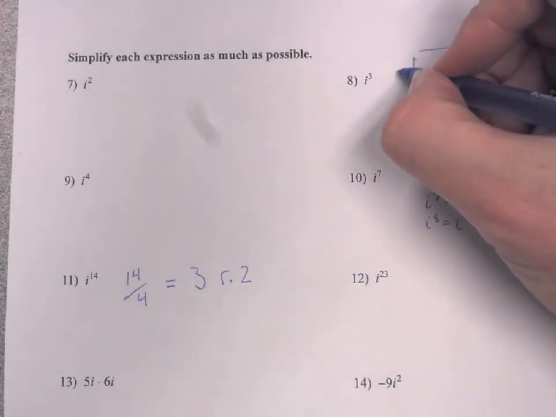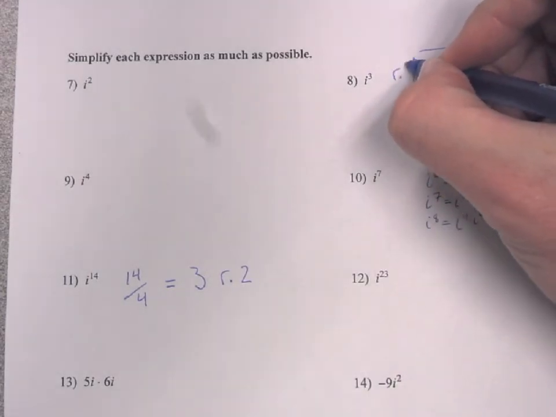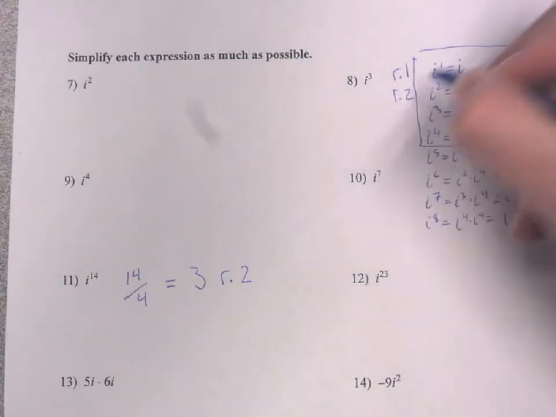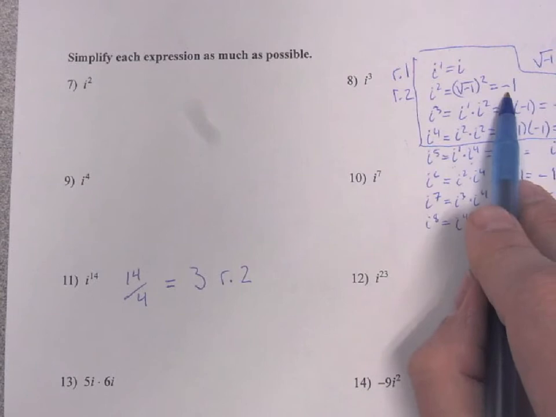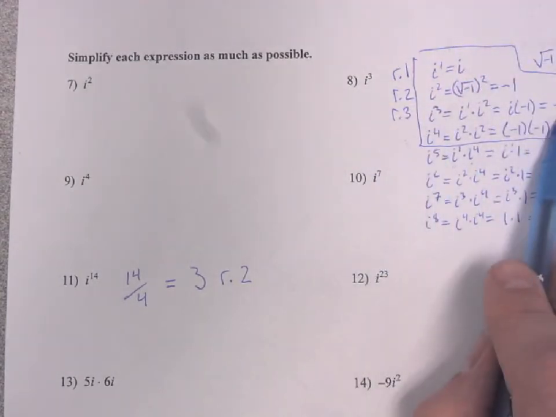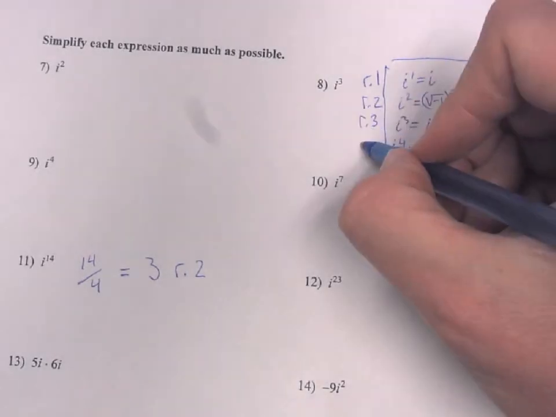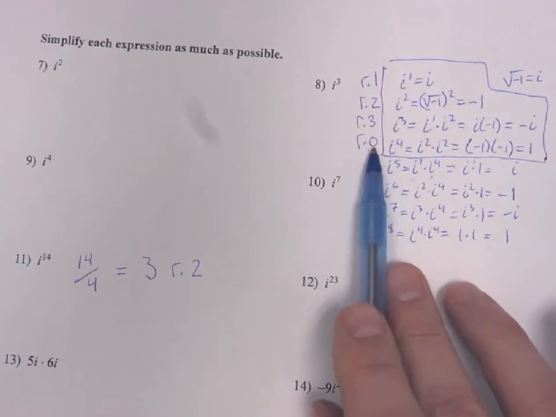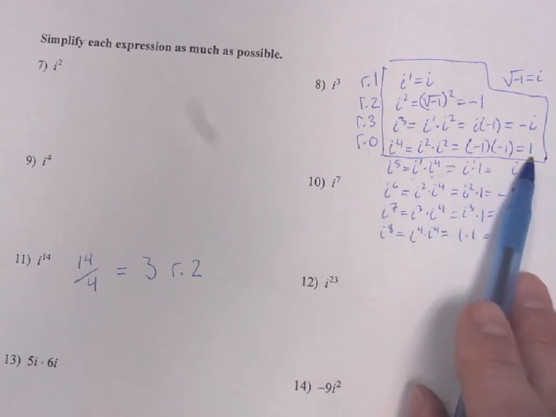If I have a remainder 1, I'm going to get I. If I have a remainder 2, I'm going to get negative 1, which is the same as I squared. If I have a remainder 3, that's the same as I to the third, which is negative I. And if I have a remainder 0, because you can't have a remainder 4 when dividing by 4, that's going to give you a 1.